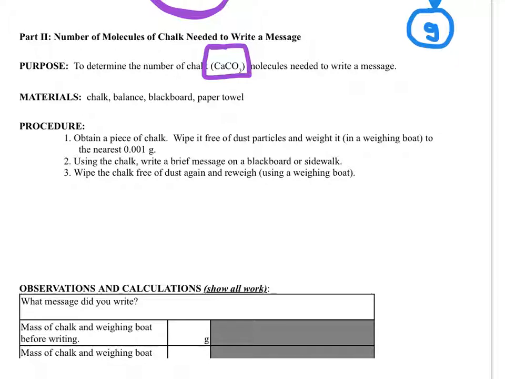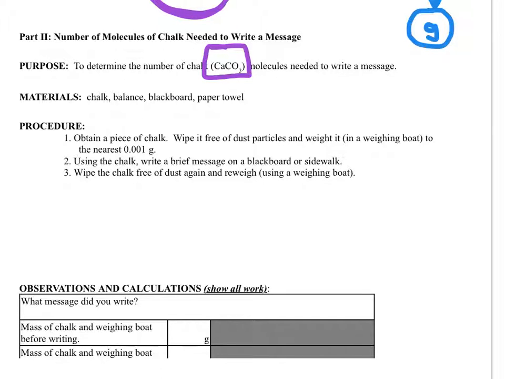What you're going to be doing is taking the sidewalk chalk, and you're going to be writing out a message. And it can be however long you want it to. Be super creative, okay? And then what you're going to be doing is figuring out how many molecules of calcium carbonate, or how many molecules of chalk, were used in your message that you wrote.